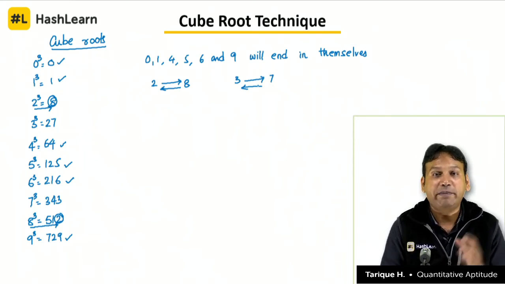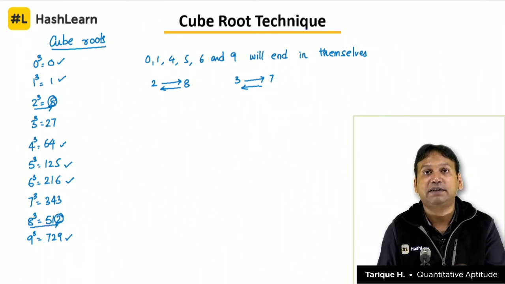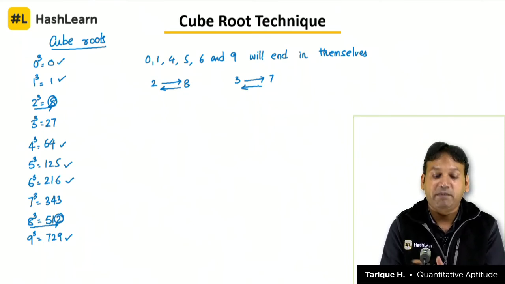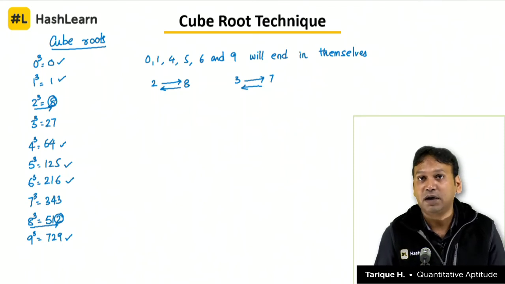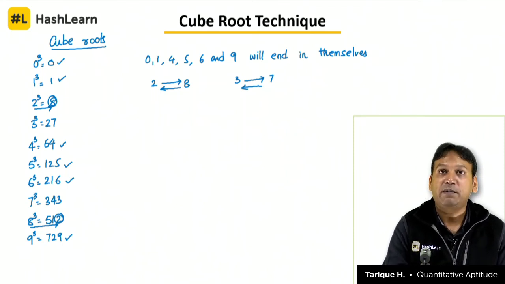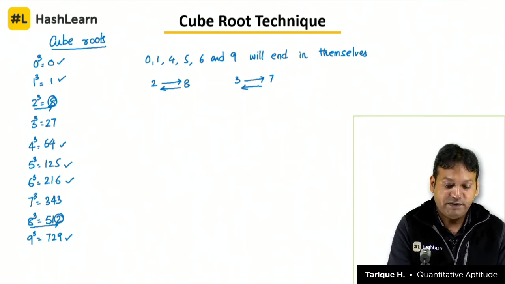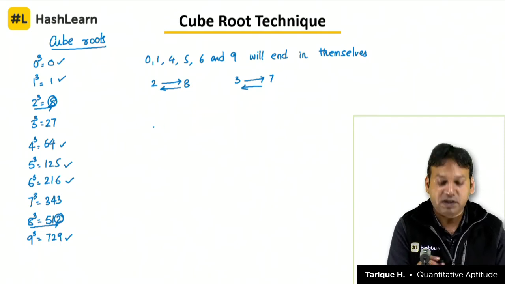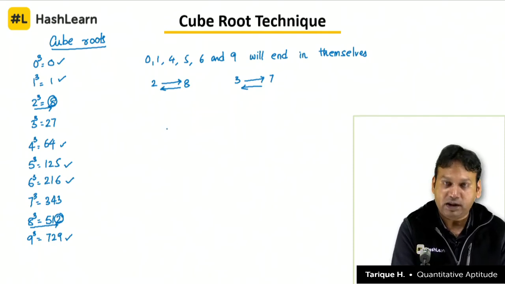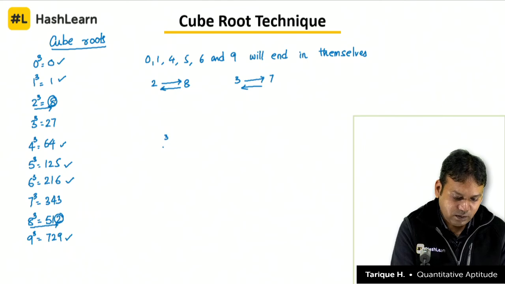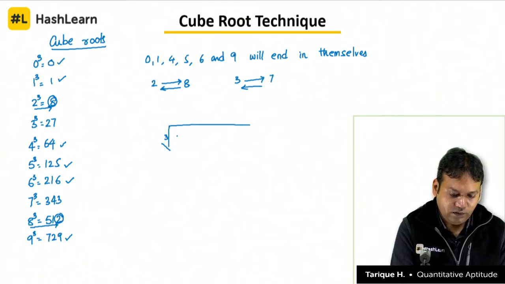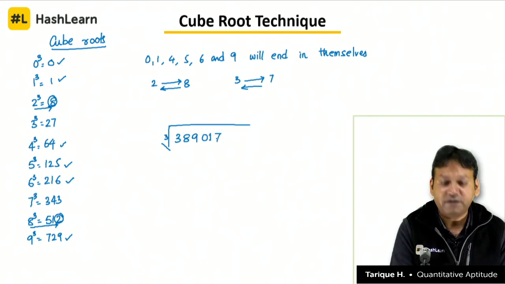So एक बार रूल का recap देखिए आप: 0, 1, 4, 5, 6, 9 end in themselves. So अपने जो same digit है वही last digit होगा cube root का भी. 2 will become 8, 8 will become 2, 3 becomes 7, 7 becomes 3. Let's take one example, and with this you will understand how to find cube roots of all numbers. Let's say what is the cube root of 389017. Observe carefully every step that I am doing here. Very easy to find cube roots.